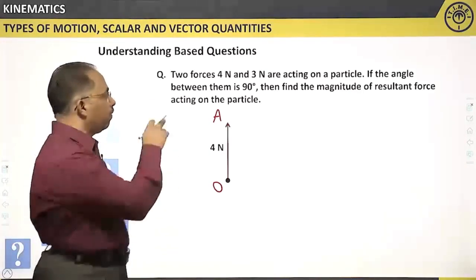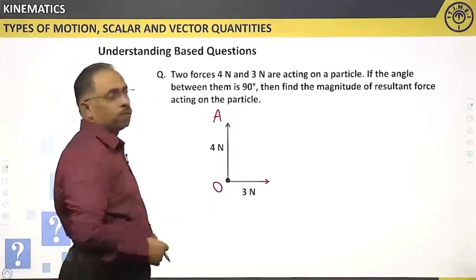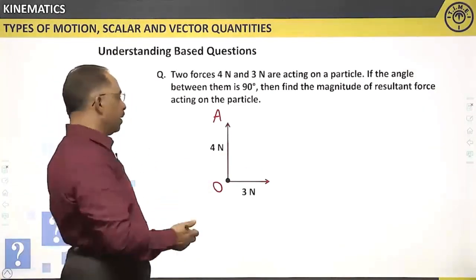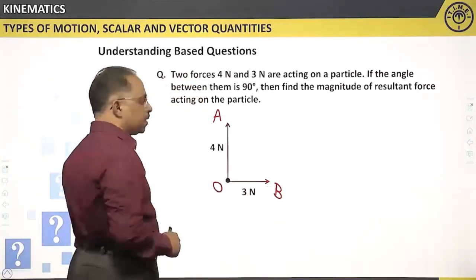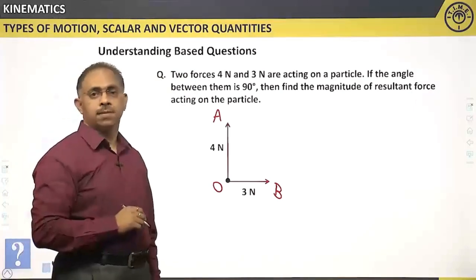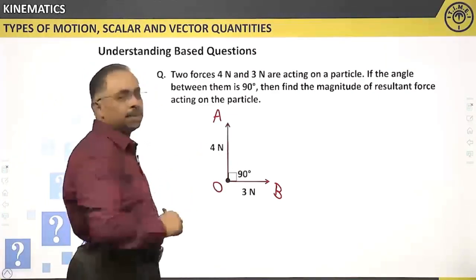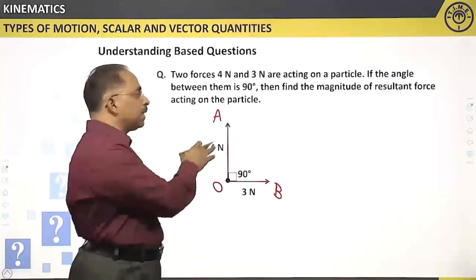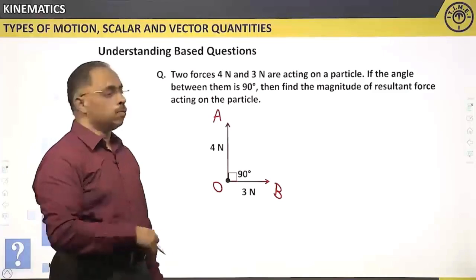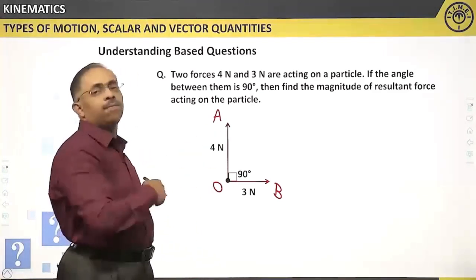One more force is acting on the particle, that is 3 Newton. Let us take this way, it is 3 Newton. So, let me say B is another point here. OB represents the 3 Newton force. Clear? Now, the angle between them is 90 degrees. These two are perpendicular to each other. I want the resultant of these two. Both the forces are acting from the same point.